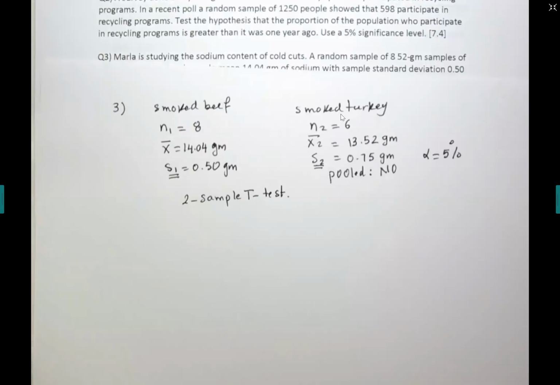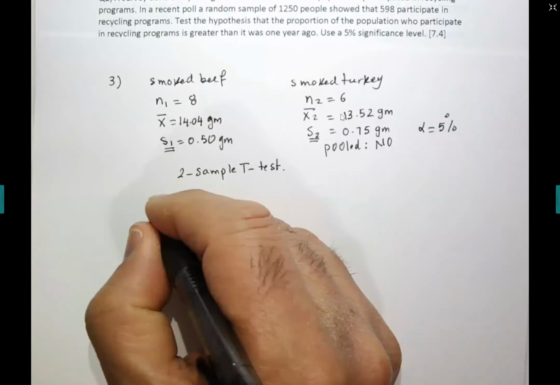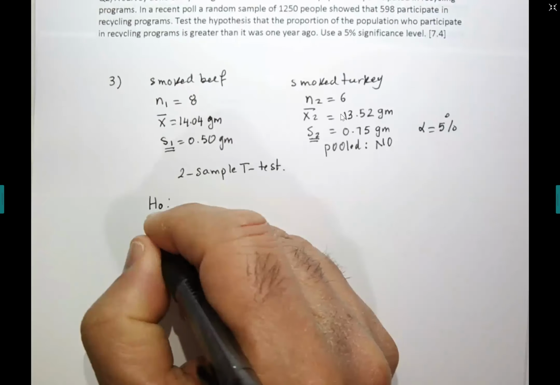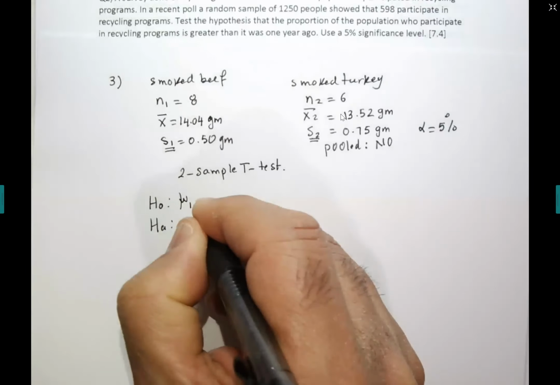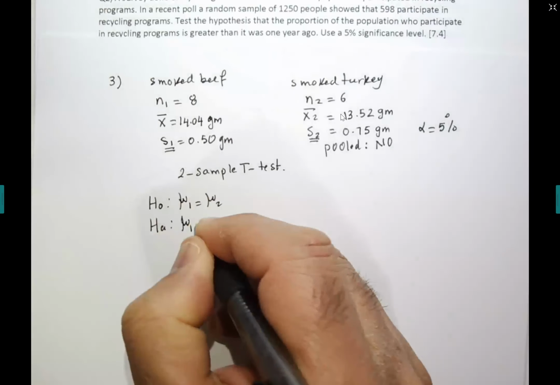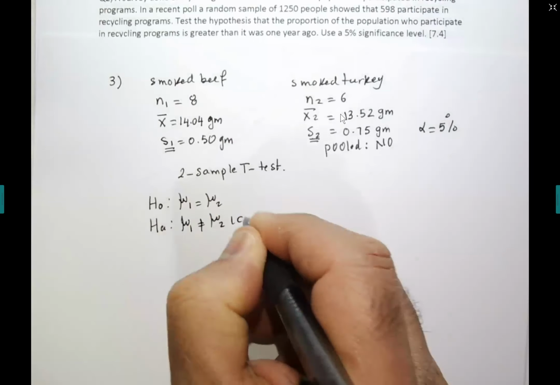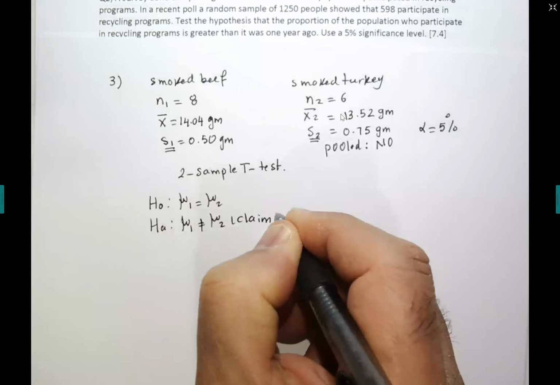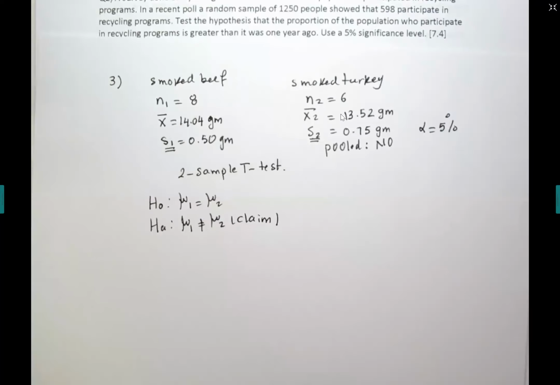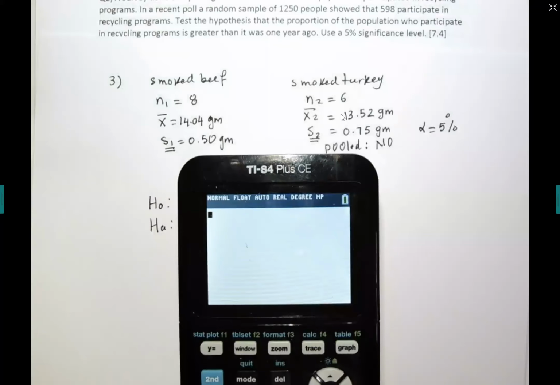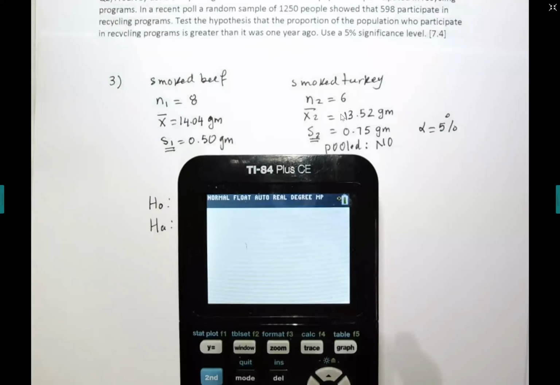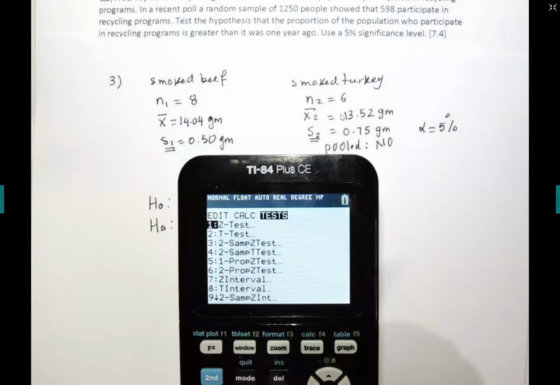And the claim, so H0, he wants to see if they are different. The means are different. So mu1 equals mu2, and mu1 is not equal to mu2, and this is where the claim is. If you have any questions, let me know. So now I'm going to run the test, and you will see it's very straightforward. So I'm going to turn the calculator on, stat, tests, 2-sample t-test.